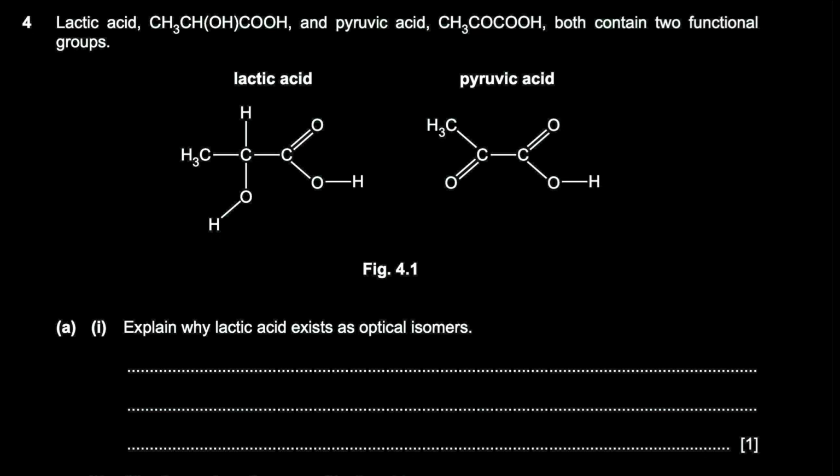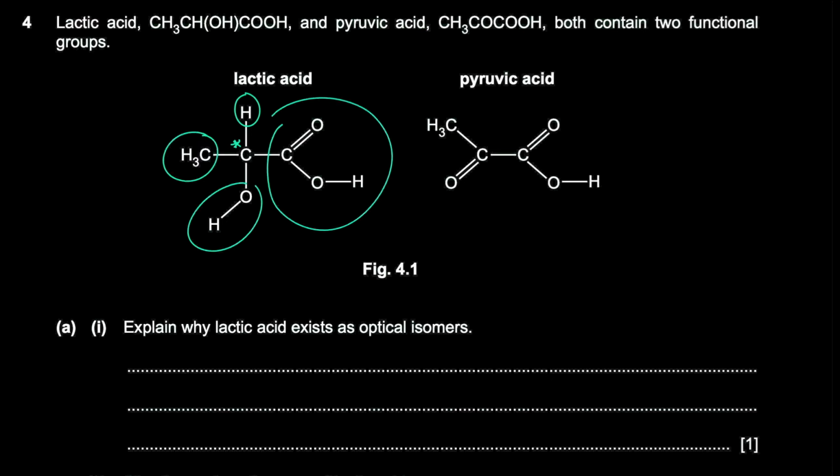So here we have question number 4, which says lactic acid and pyruvic acid both contain 2 functional groups. Explain why lactic acid exists as optical isomers. Now, optical isomerism arises when a compound has a chiral center. A chiral center is a carbon atom that's bonded to 4 different atoms or groups of atoms. So here, this carbon is a chiral center, bonded to a hydrogen, a CH3, an OH, and a CO2H.